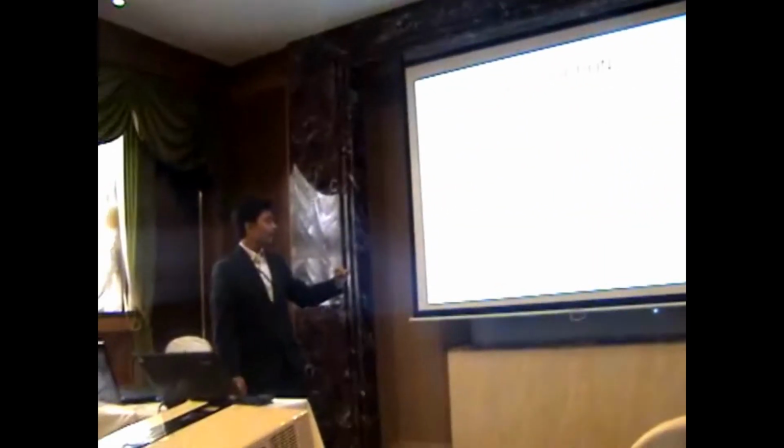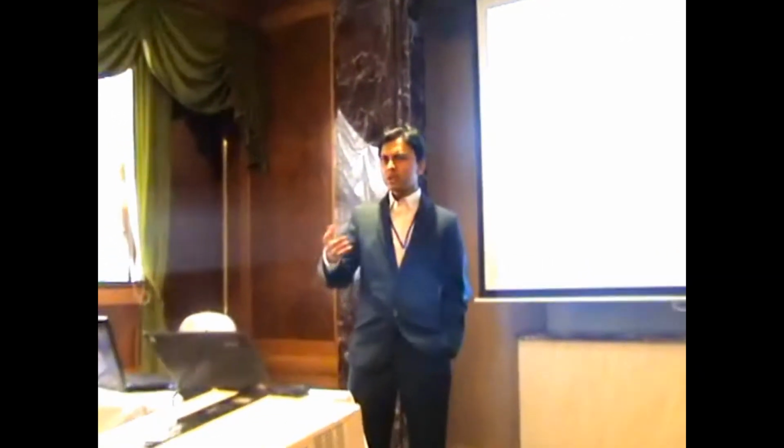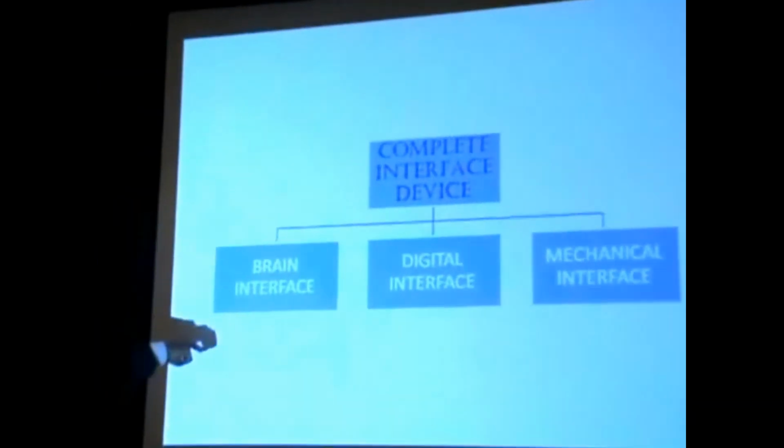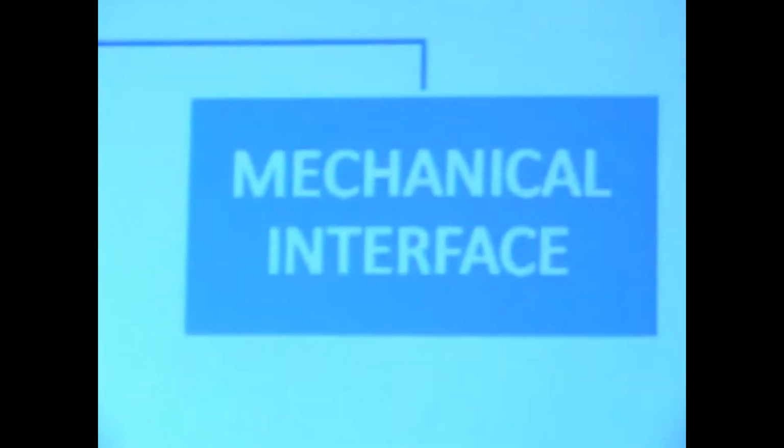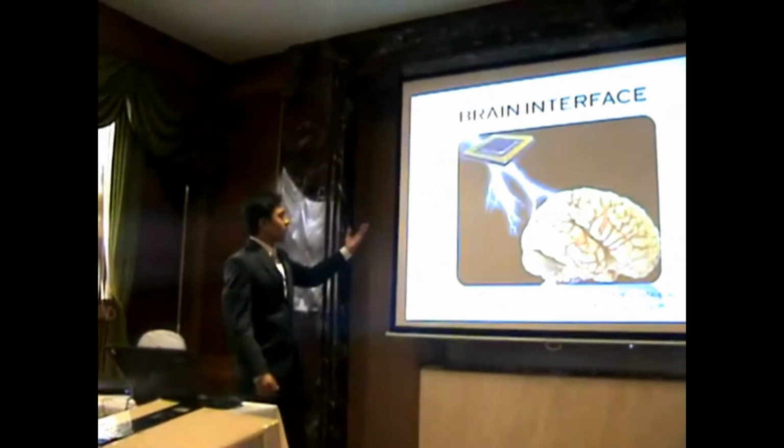The same idea can be implemented to give virtual sensing to blind people, so that we can make blind people see the world the way we see it. That was the idea behind it, where you can see that the complete interface device is composed of the brain interface, digital interface and mechanical interface systems. All these systems will be cascaded together to form the complete interface device. Let's take the brain interface device. Here you can see that the processor is feeding data to the brain as well as getting data from the brain. So there's a two-way flow of data between those two.